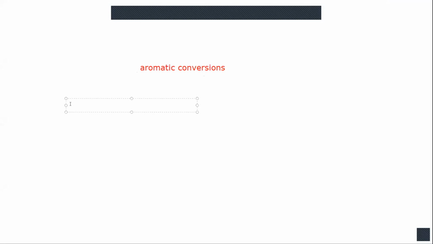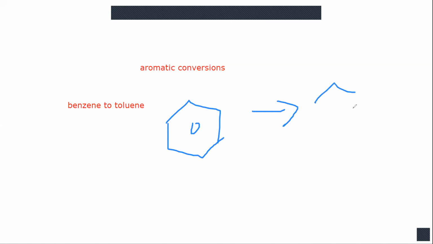First let us take benzene to toluene. First we will do benzene to toluene. First write the reactant and the product. First you write benzene and then write the toluene structure. Toluene is benzene connected to CH3.